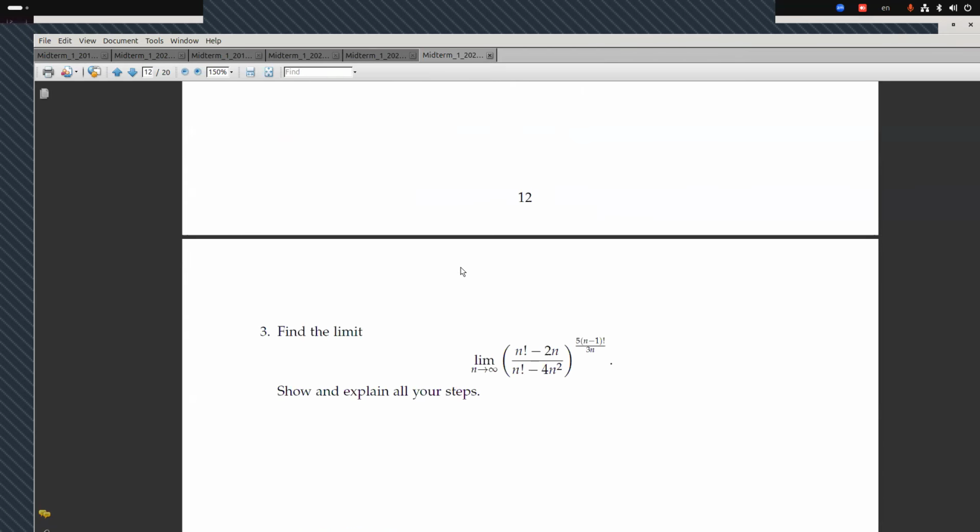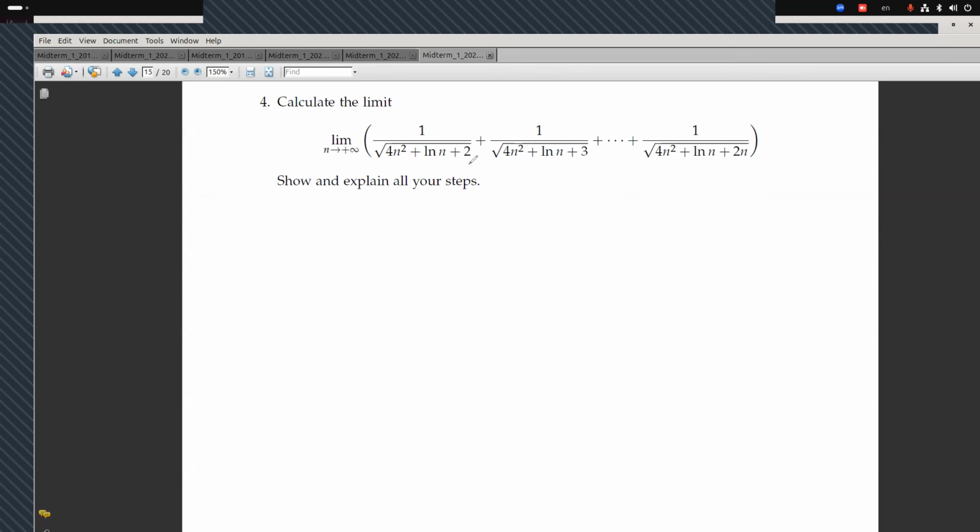Okay. Help me. How can we find the limit? Squeezing. Squeezing. Okay. How many terms are written here, guys?